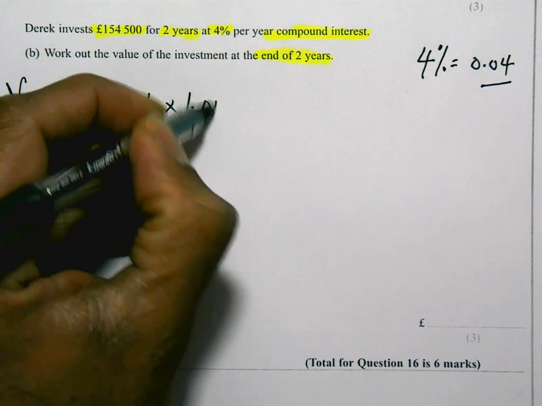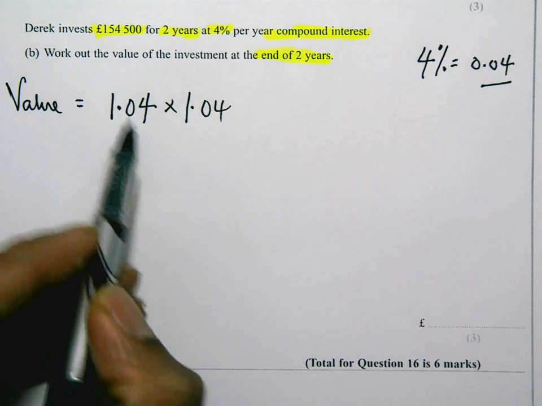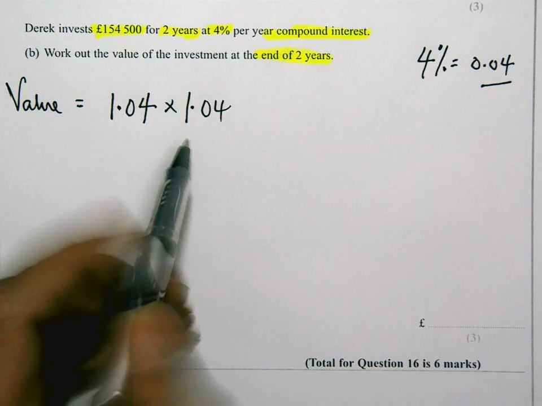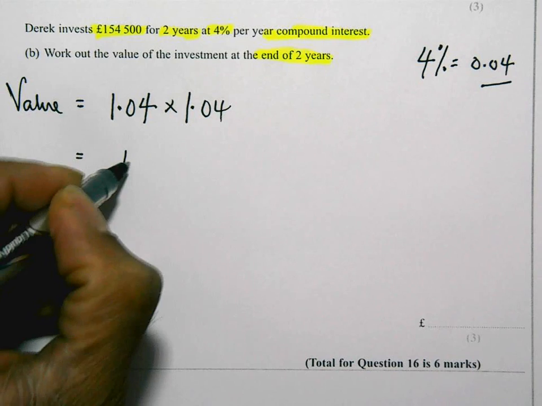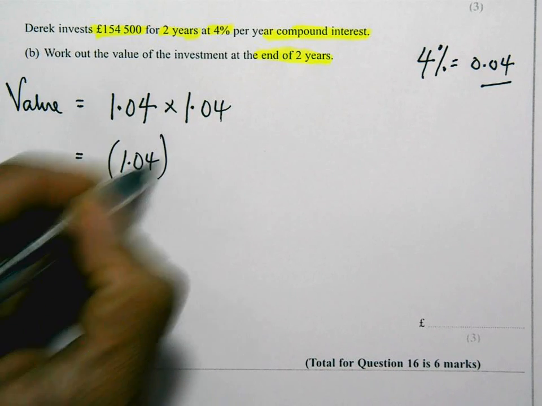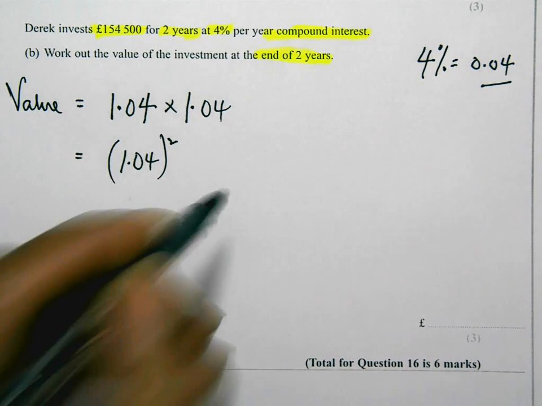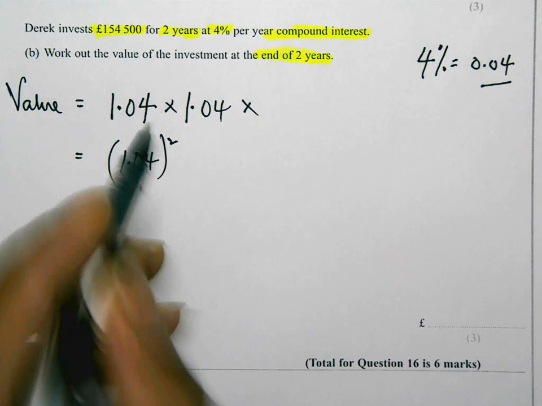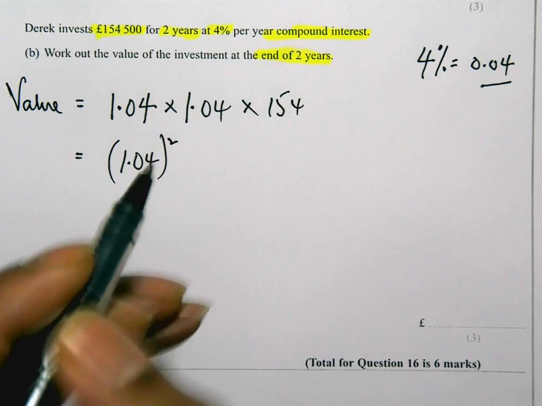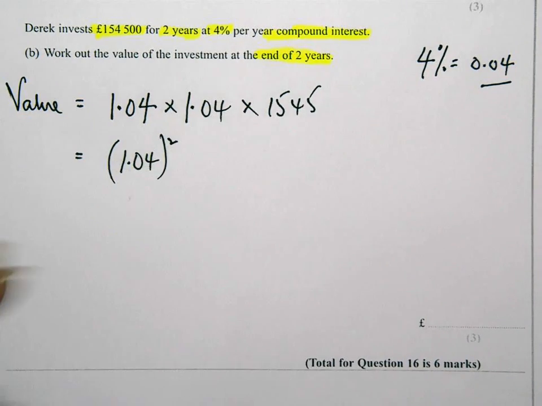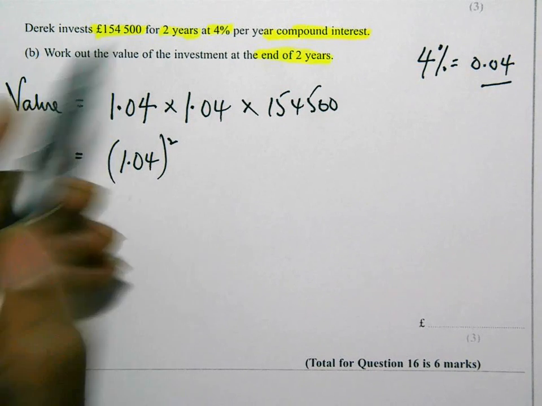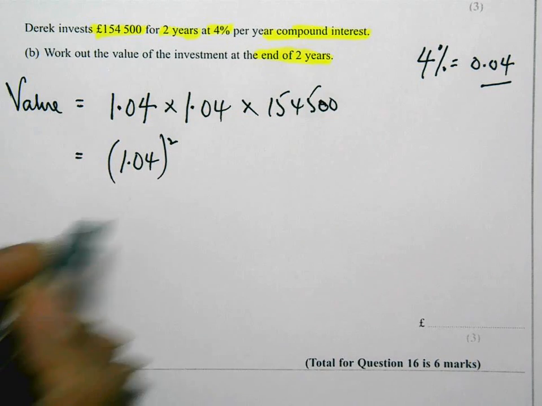And because it's for 2 years, I am going to times that by itself. I'm going to do that for the first year, it's 1.04, and then for the second year, it's another 1.04. I could have written simply 1.04 all squared. And because that's the multiplier, that's how much his money is going to increase by, I'm going to times that by the amount of money that he put into his investment. And there it is, 154,500.